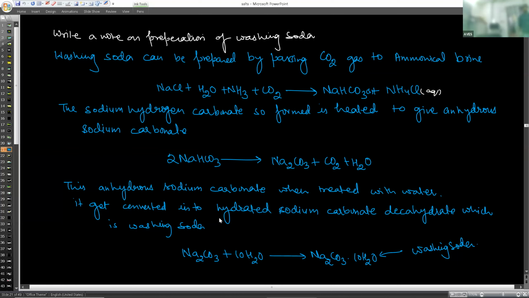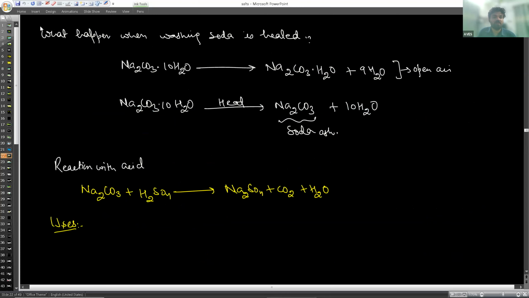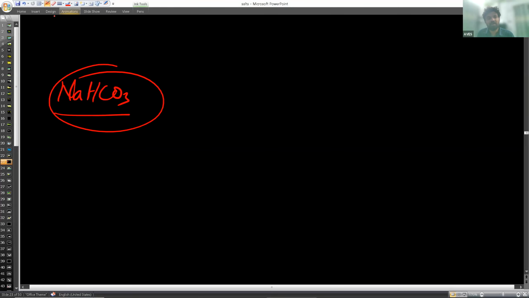So start writing the next salt, that is baking soda. We can prepare the baking soda by... this is baking soda, sodium hydrogen carbonate. And you know that when we learn the preparation of washing soda, then in that one baking soda is prepared.